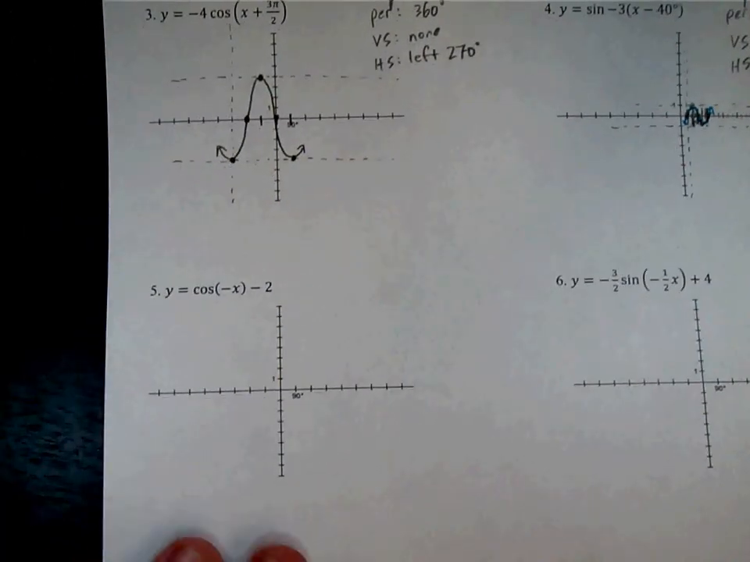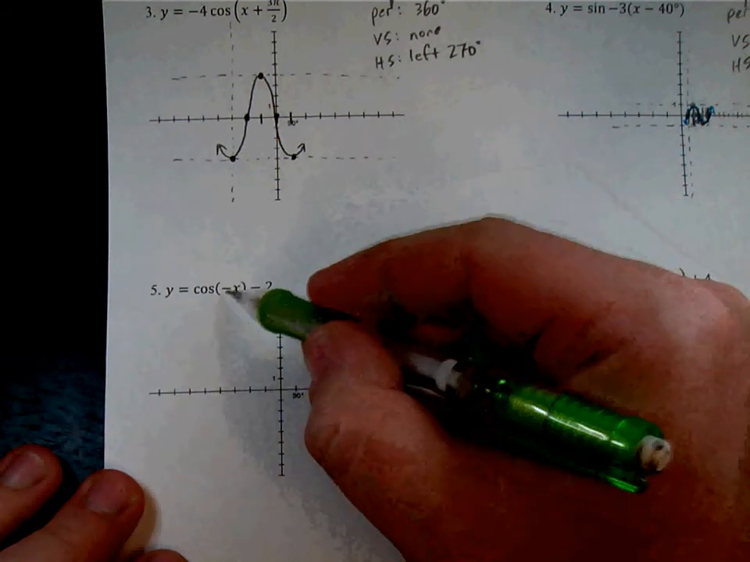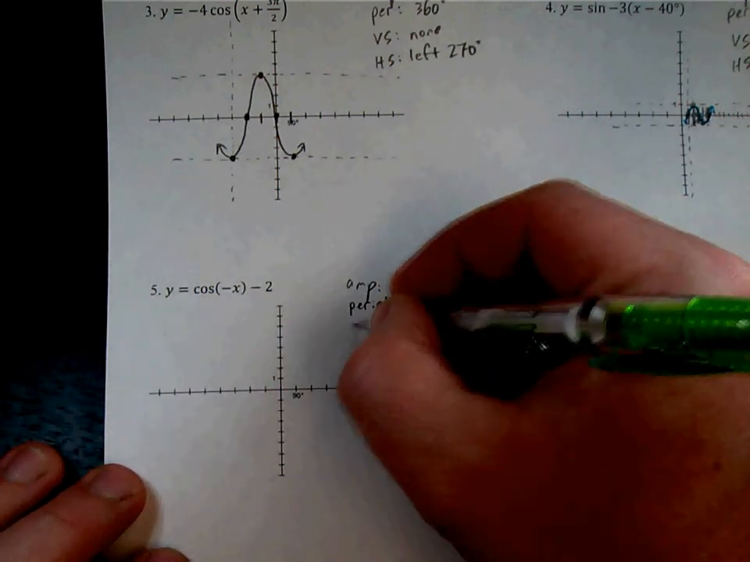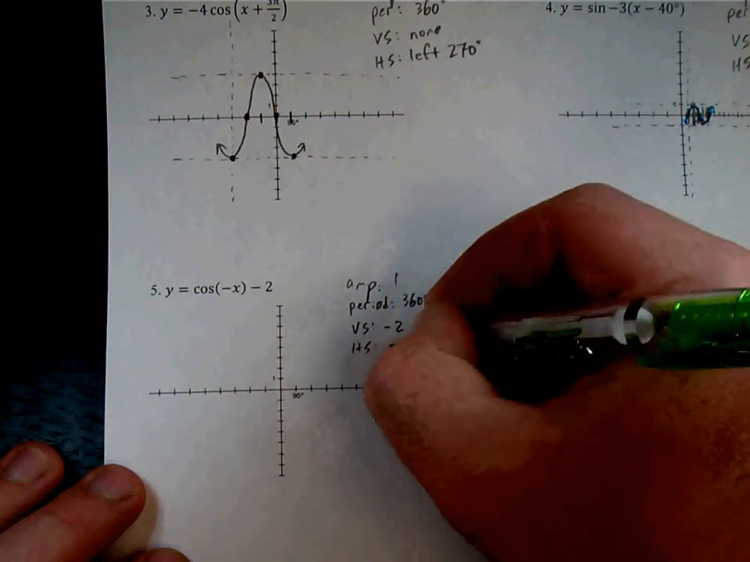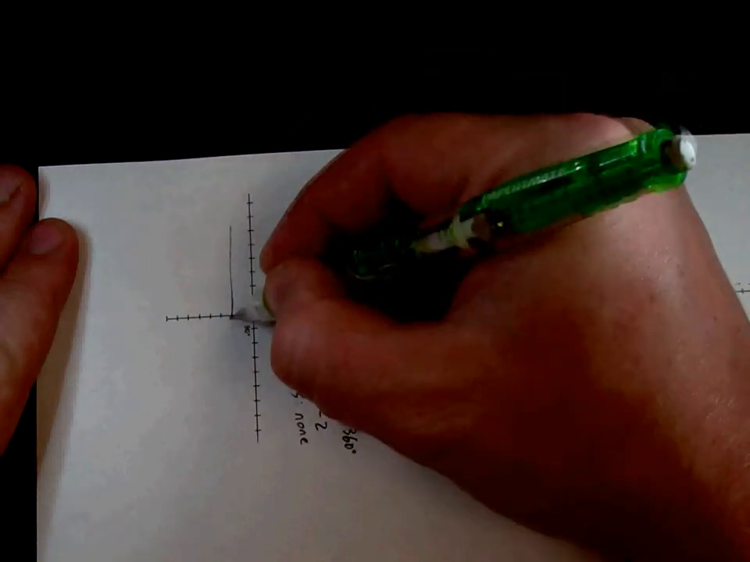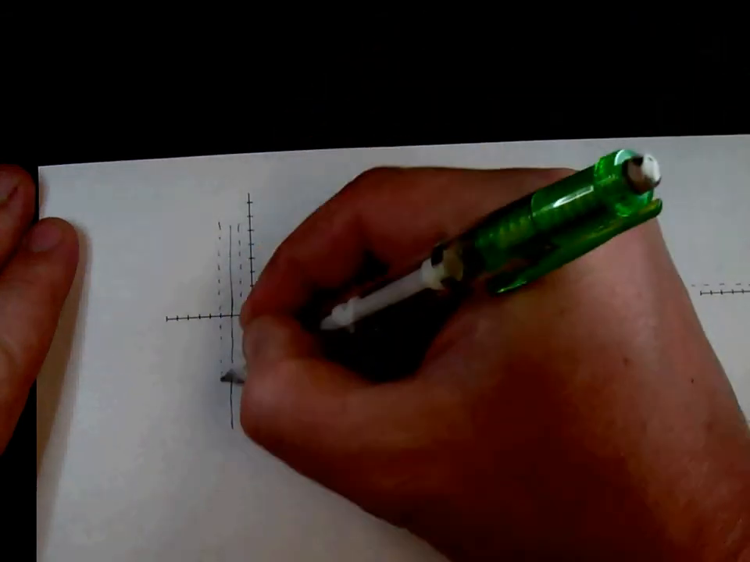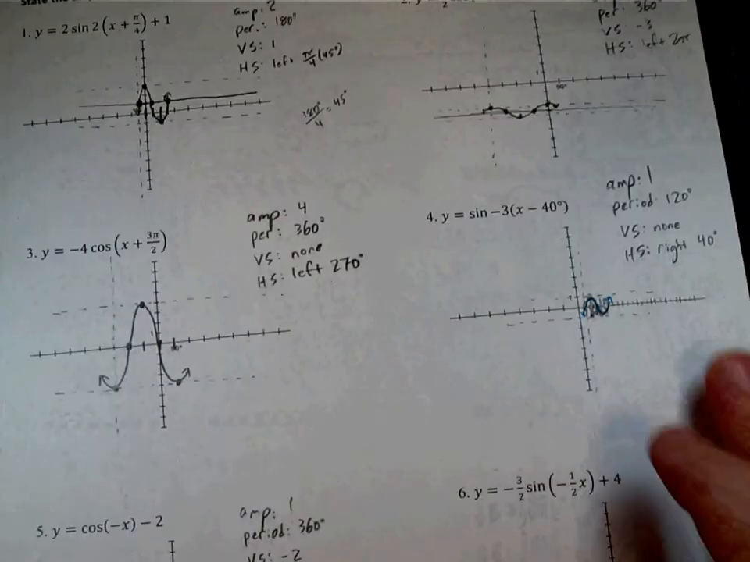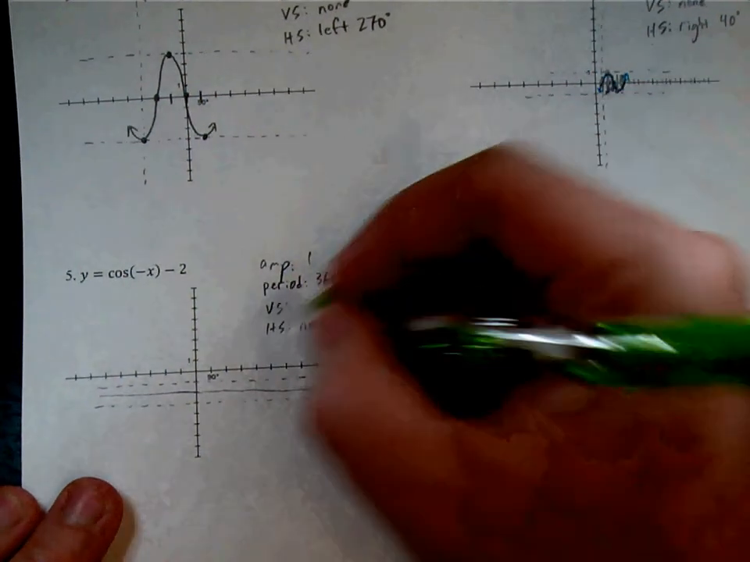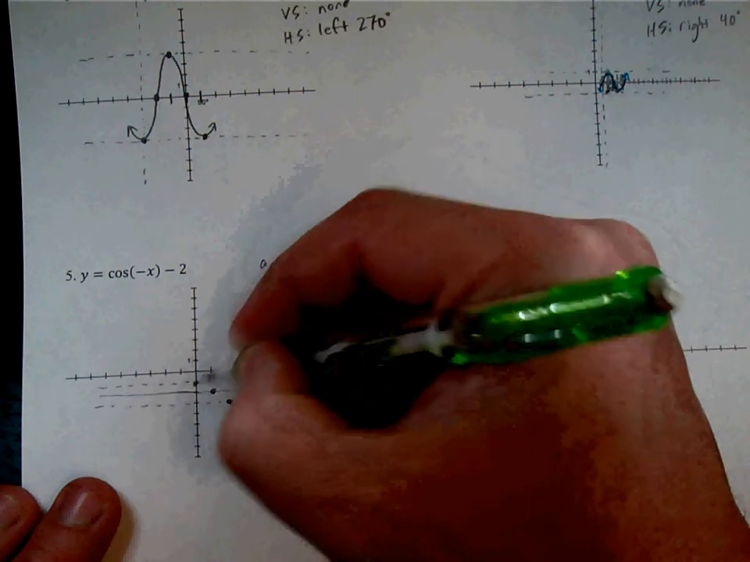Okay, now number 5. Amplitude is 1. Period. It's a negative 1, so it's still 360. And negative b value does not flip the cosine, so this is not flipped. If it were sine, it would have been. Vertical shift, it went down 2. Horizontal shift, there is none. Shifted down 2 with an amplitude of 1. It's not flipped, so cosine starts at the maximum, then goes to the midline, down to the minimum, back to the midline, back to the maximum.